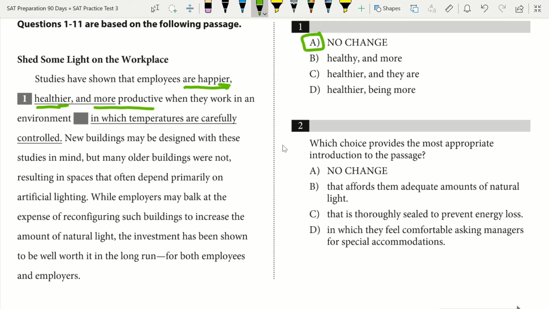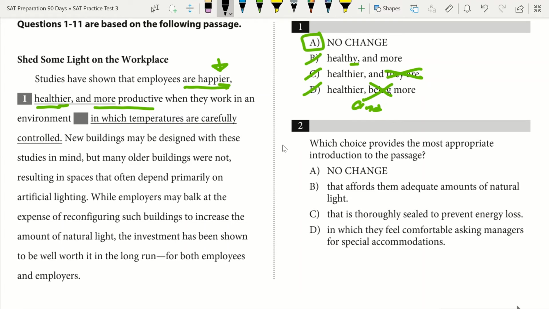We don't want to say "comma and they are" because then we're repeating "they" and we don't need to repeat it. We also don't want to say "being." We would also have to have an "and" after "healthier" anyways, so that's wrong. And then as far as answer choice B versus answer choice A, it looks like the only difference there would be "healthy" versus "healthier." Obviously, we want to say "healthier" since we said "happier" here, and we want to maintain that parallelism. So our answer for number 1 then is going to be A.